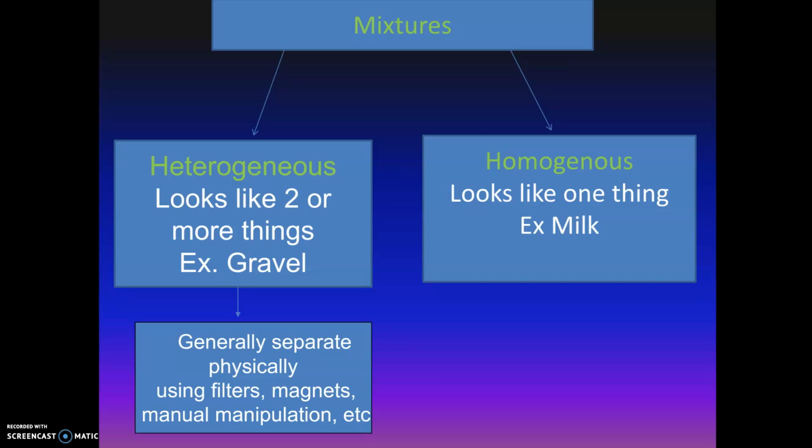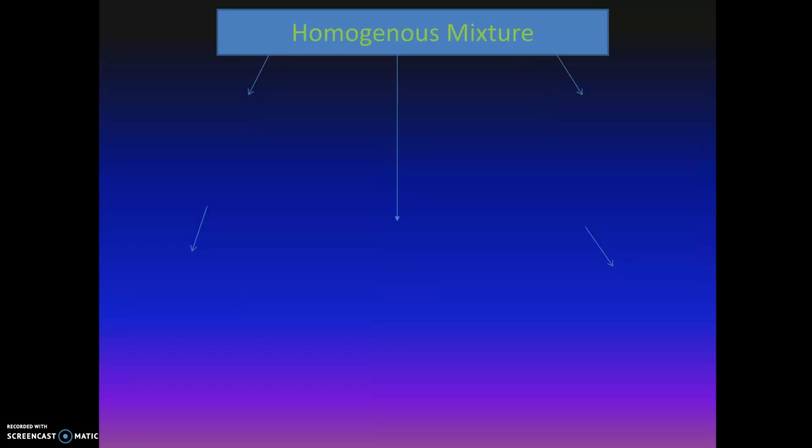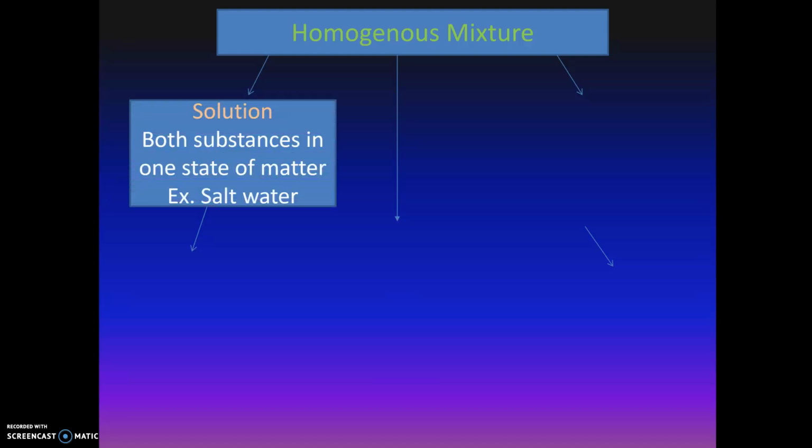A heterogeneous mixture is generally separated physically using filters, magnets, manually pulling them apart, centrifuges, things like that. Melting points, boiling points are other examples, densities. There's all kinds of examples of physical ways to pull these things apart. A homogeneous mixture then falls into 3 categories. You have one called a solution. And the key about a solution is everything that's in this mixture is in the same phase of matter, meaning they are all solids, they're all liquids, they're all gases.